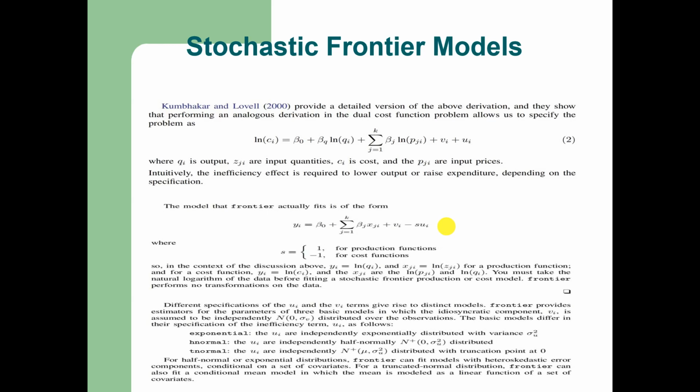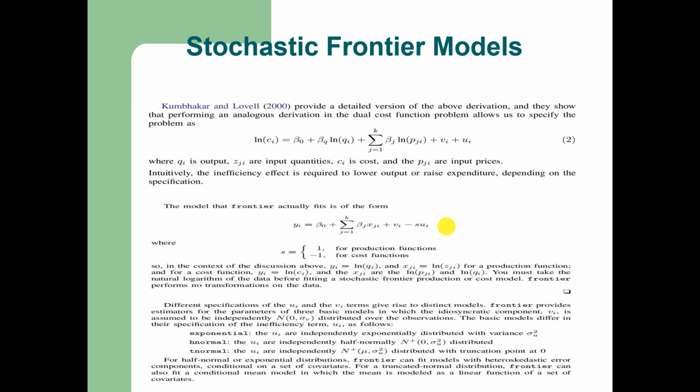The model that frontier actually fits is of the following form: yi is equal to beta naught plus summation j varies from 1 to k beta j xji plus vi minus s ui, where s is equal to 1 for the production functions and it is equal to minus 1 for cost functions. So, in the context of the discussion above, yi is equal to natural log of qi and xji are equal to natural log of zji for the production function, and for the cost function yi is equal to natural log of ci and xji are the natural log of pji and natural log of qi.